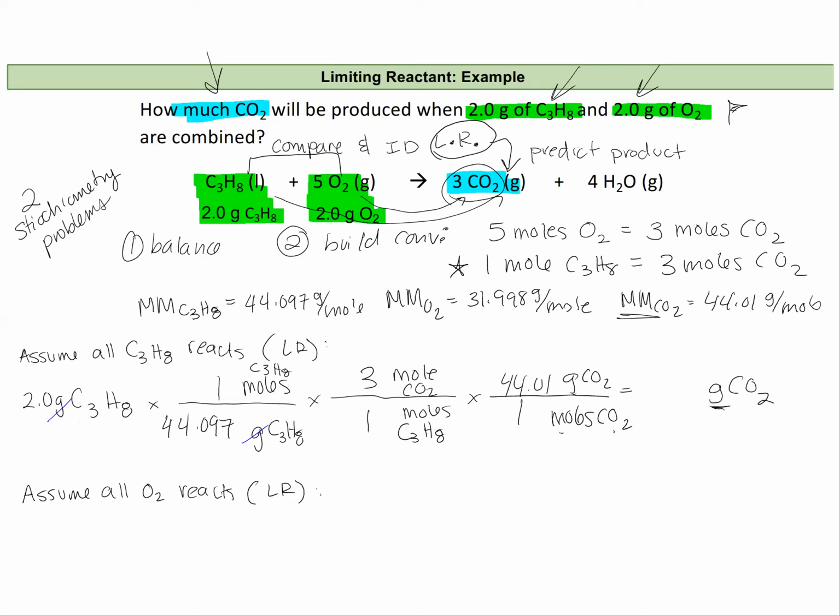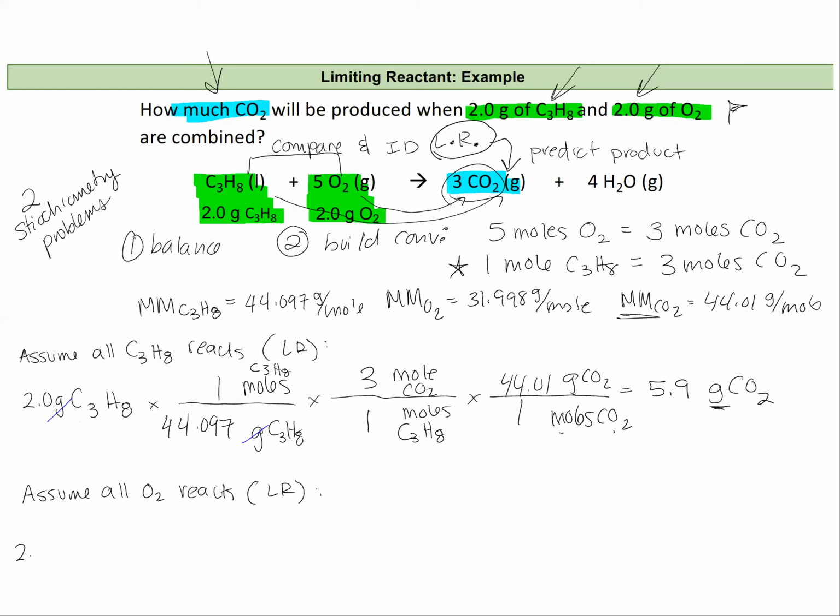So now I have my stoichiometry problem all laid out, and I can plug this into my calculator. I'm going to get 5.9 grams of carbon dioxide. All right, and maybe that's how much I produce. The only way I'm going to know is if I calculate how much will be produced from oxygen, and compare.